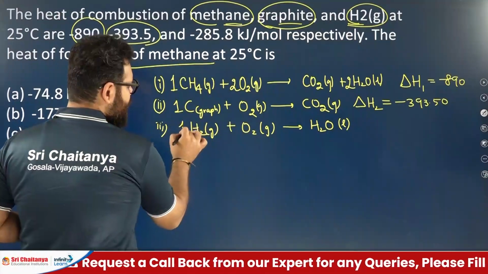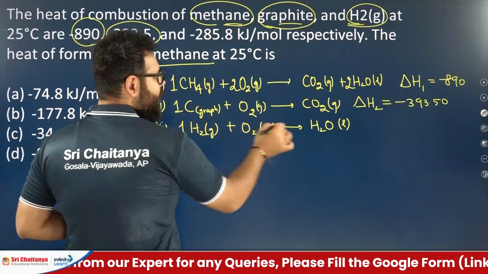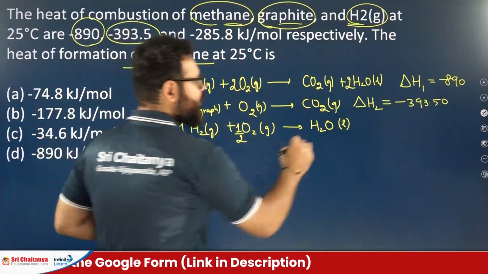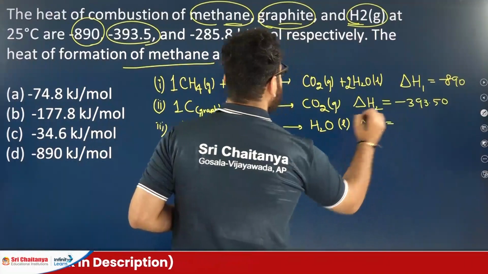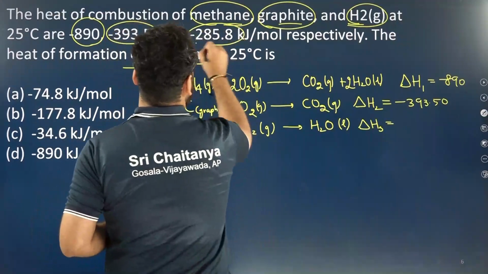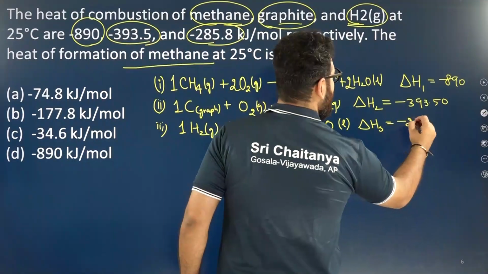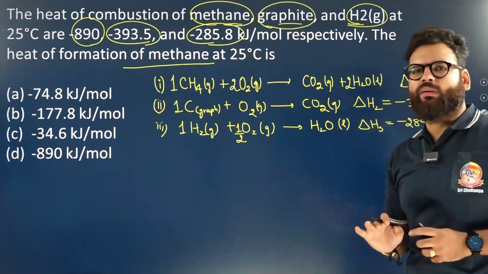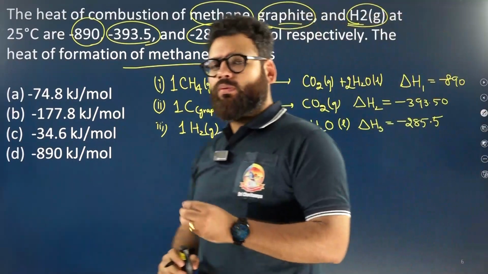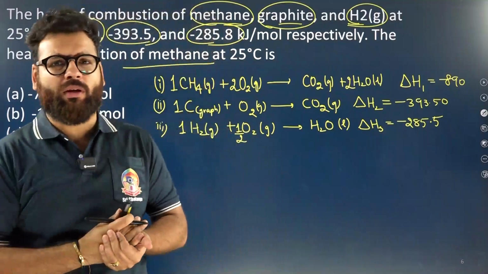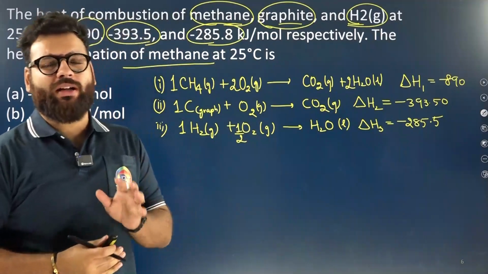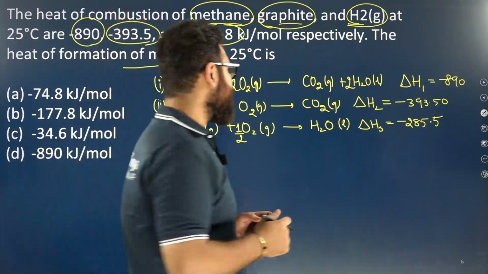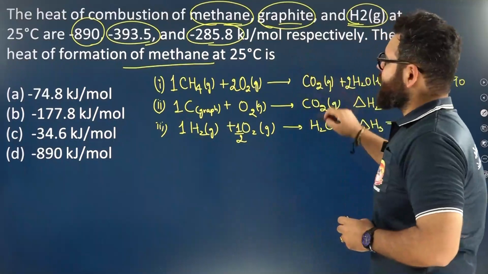We have to take it for 1 mole, so balance it properly. We need H2O, which means only half oxygen is required, half mole of O2 I will take. Delta H3 is given, how much? It is given minus 285.5. Can you write all these reactions when next time a question comes? If you say no, then I'm sorry, you can't solve the questions of thermochemistry. So you have to first know the basic definitions of all the enthalpies to solve any question. Okay, so these are given.